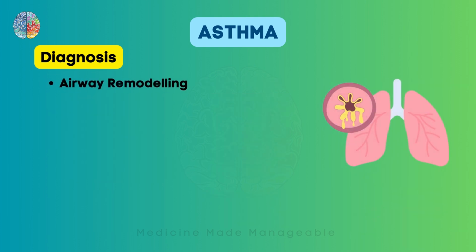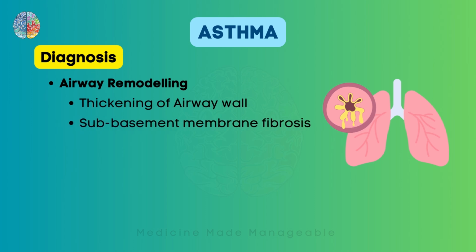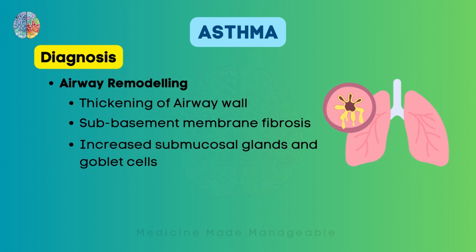Finally, this condition can lead to airway remodeling, and there are certain features of this that you have to remember. You will see thickening of the airway walls, there will be subbasement membrane fibrosis, there will be increased submucosal glands and goblet cells, and there will also be hypertrophy of bronchial wall muscles. They have previously asked questions on this topic. The question was: all of the following are a part of airway remodeling in asthma except, and then you had to choose the incorrect one.